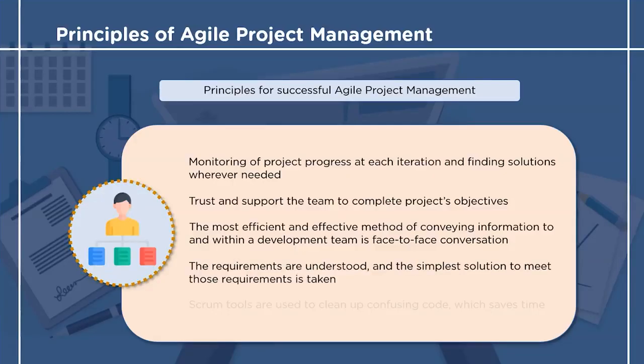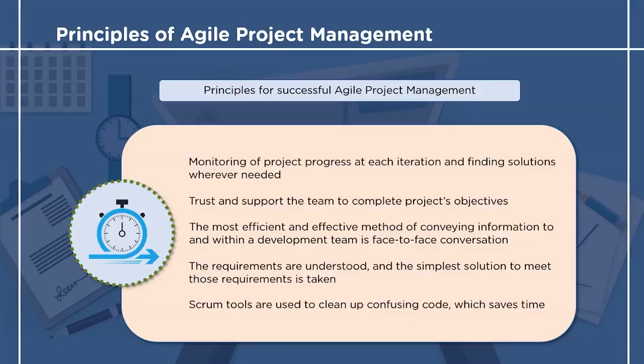Then the ninth principle emphasizes finding solutions and maximizing the amount of work done with simplicity. This ensures timely completion of tasks by all the team members. The last principle states that Scrum tools like Monday.com or Zoho Sprints must be used to simplify the complicated codes, which further helps in saving time.